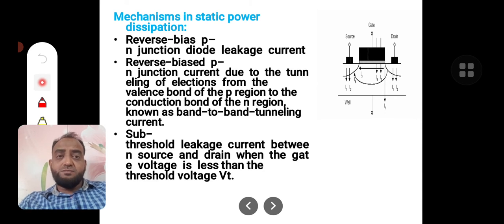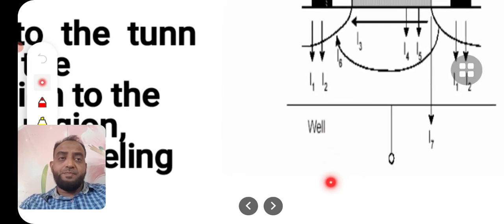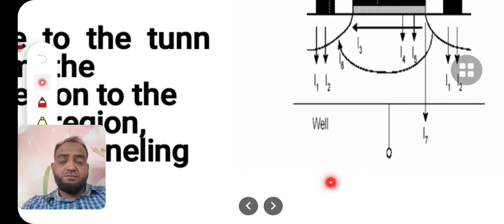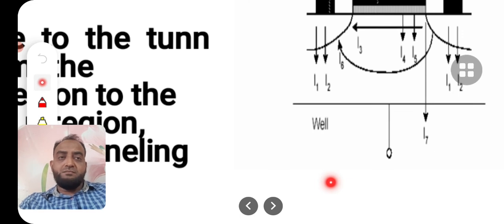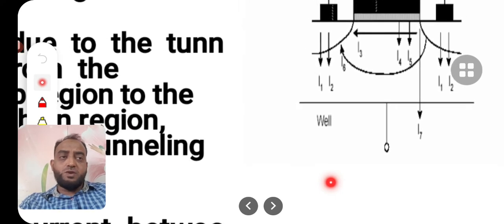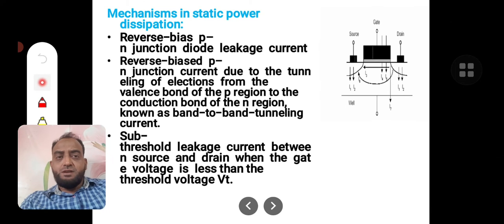The second current is reverse bias PN junction current due to the tunneling of electrons from the valence band to the conduction band of the region. Some electrons which are in the valence band may be excited to the conduction band because of heat, because of light, maybe because of the electric field, or because of rupture due to other electrons. All these currents are treated as I2. Reverse bias PN junction current due to the tunneling of electrons from valence band to conduction band.